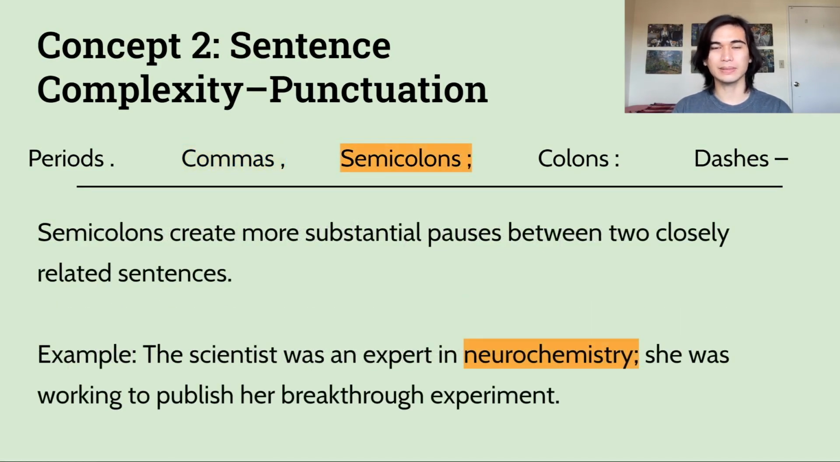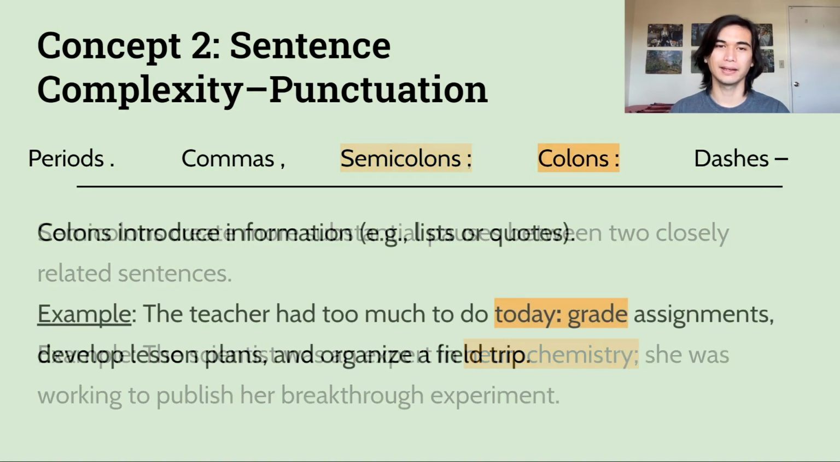Semicolons create more substantial pauses between two closely related sentences. Use the semicolon when you want to join together two complete sentences that are related to each other. For example, we have, the scientist was an expert in neurochemistry; she was working to publish her breakthrough experiment.